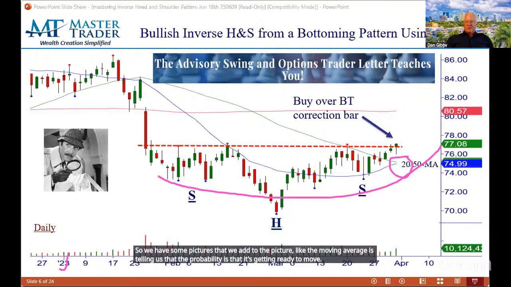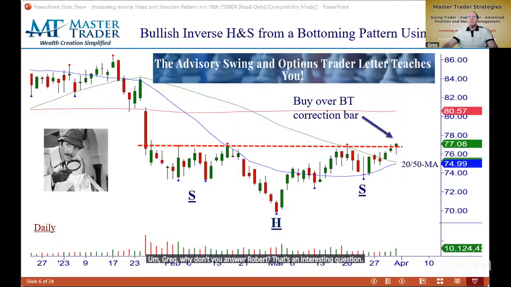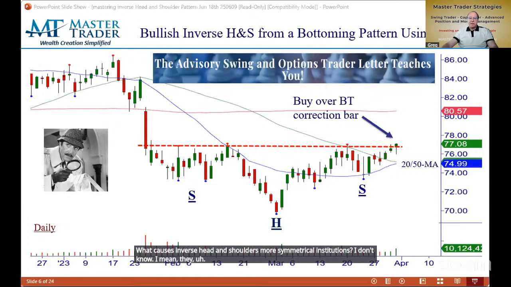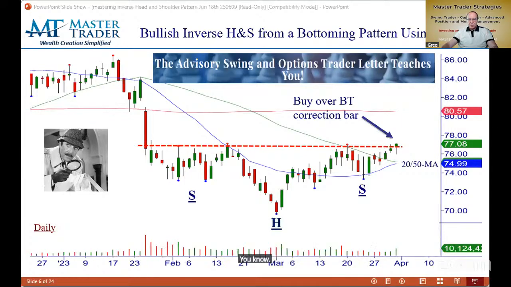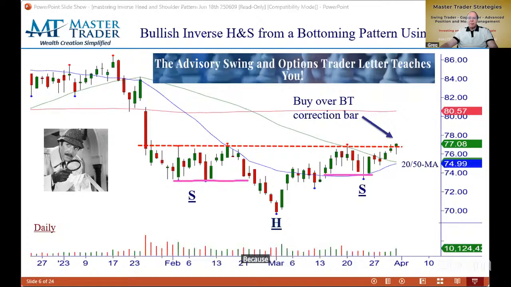And Greg, why don't you answer Robert? That's an interesting question. What causes inverse head and shoulders to be more symmetrical? I don't know. They form differently. They're not always beautifully symmetrical, like this one. And some people get into, let me count how many days are on the left shoulder and how many days are on the right shoulder, and the symmetry and all that. You're just painting yourself into a hole, because markets just don't operate that way.